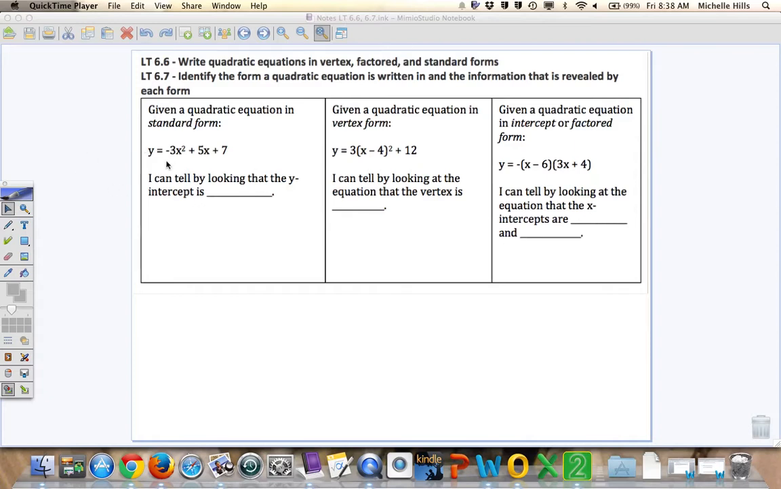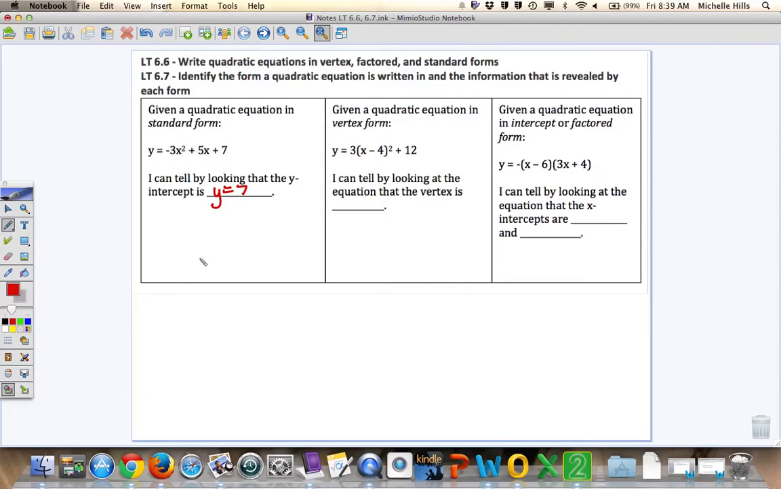When I look at a quadratic equation in standard form, which is y equals ax squared plus bx plus c, the only thing I can pull out at a glance, without manipulating it, is that the y-intercept is at y equals positive 7. If I substitute 0 in for x, this becomes 0, this is 0, and then y equals 7. I could factor it if it was factorable, I could do the quadratic formula, I could do some other things to find more information. But without doing any major manipulations, that's all I can tell from this form.